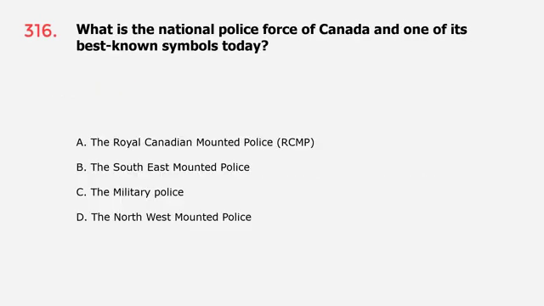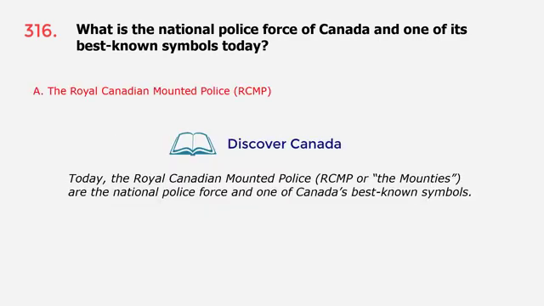Question 316. What is the National Police Force of Canada and one of its best-known symbols today? A. The Royal Canadian Mounted Police, RCMP. B. The Southeast Mounted Police. C. The Military Police. D. The Northwest Mounted Police. The answer is A. The Royal Canadian Mounted Police, RCMP.